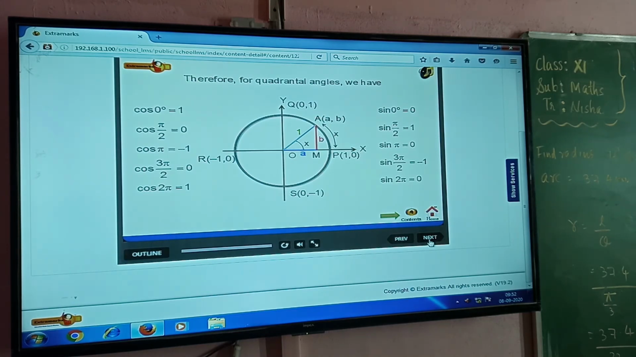So all these angles are called quadrantal angles. The multiples of pi by 2 are called quadrantal angles. I hope this is clear for you. Okay, children, so let us study these values by heart. Thank you, children.